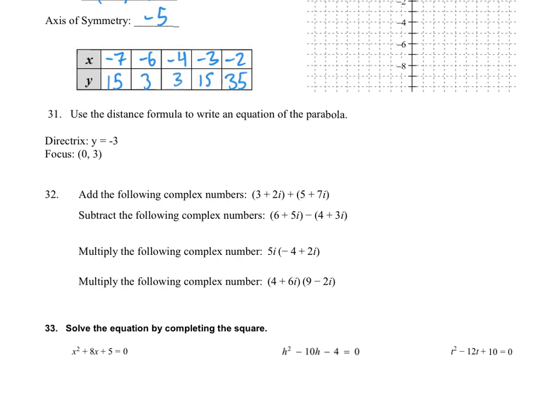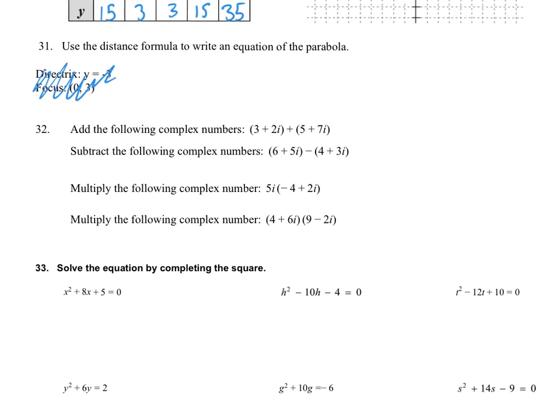Okay, so use the distance formula. Yeah, don't worry about directrix and focus. We're not worried about that. Okay, so add the following complex numbers. This is super easy, guys. Just combine like terms. So 3 plus 5 is 8. 2 plus 7 is 9i. Bang, bang. All right. Subtract the following.